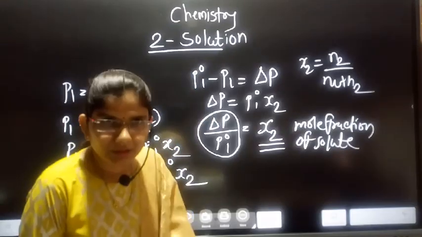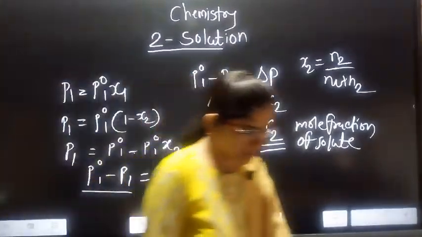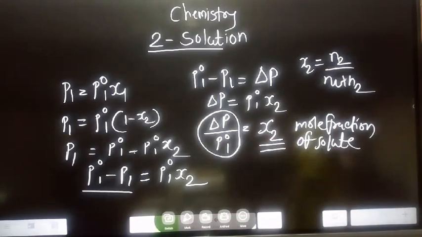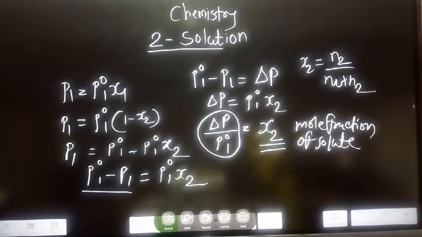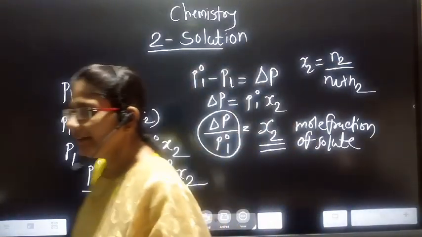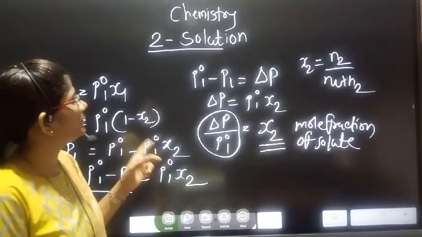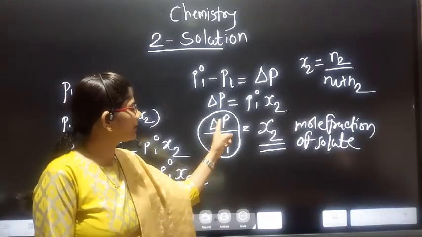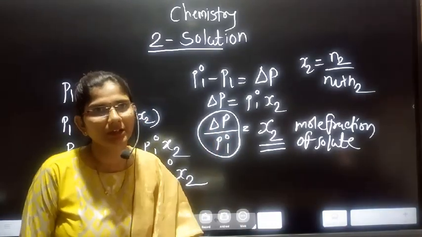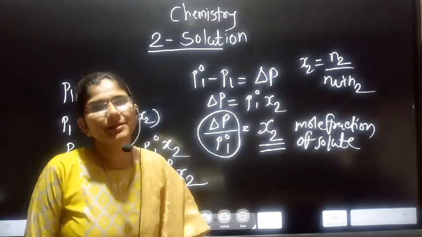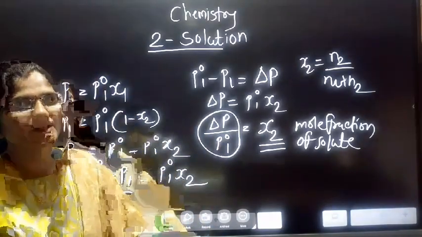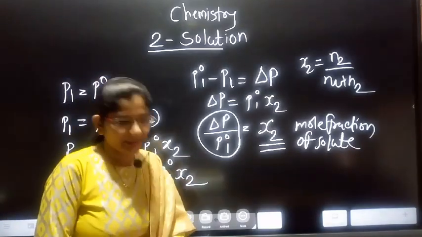So the lowering of vapor pressure is a colligative property. That thing here we have to prove. If this is a colligative property, meaning the relative lowering of vapor pressure, that means delta P upon P naught 1 is equal to X2. That means the lowering of vapor pressure is a colligative property.